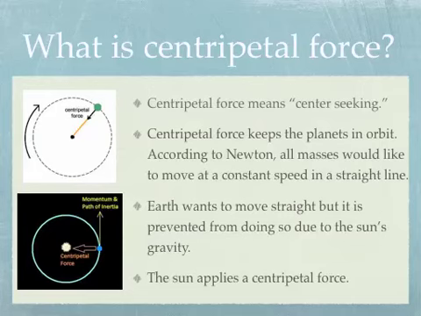Here's another image. This one actually shows you the momentum or the path of inertia, that's this idea that an object in motion stays in motion. And then we have this opposing idea that the sun is pulling the Earth with the centripetal force toward the sun. And that's what's causing our orbit.